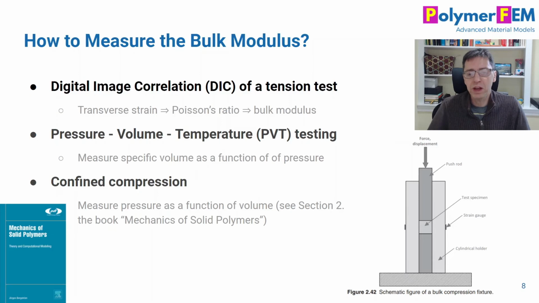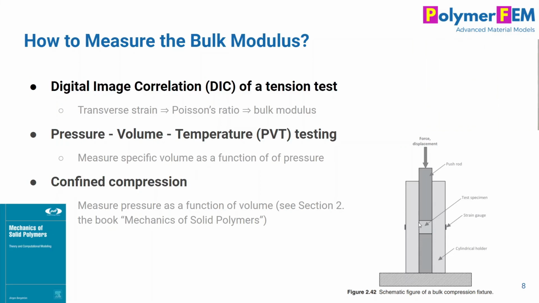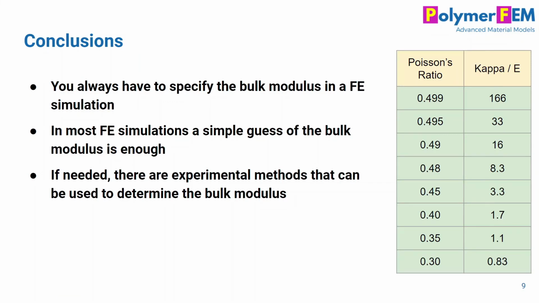This uses specialized equipment that directly gets this behavior from which you can then calculate the bulk modulus. And finally, you can do a confined compression experiment, and I have a schematic down at the right here from my book that illustrates one way to do it, where you basically confine the cylinder and you look at the pressure volume response from which you can get the bulk modulus of your material.